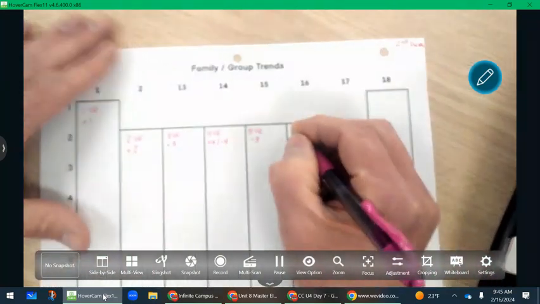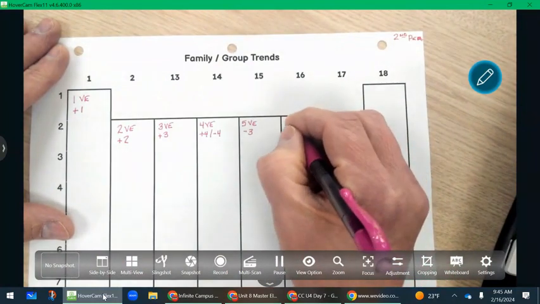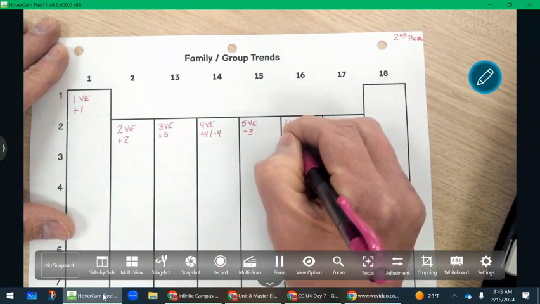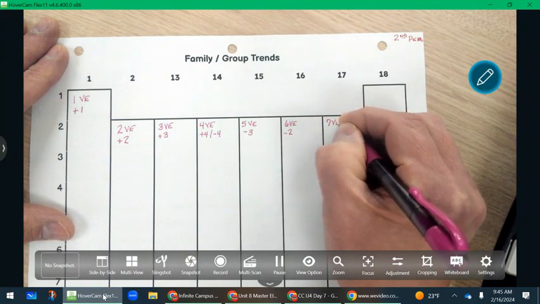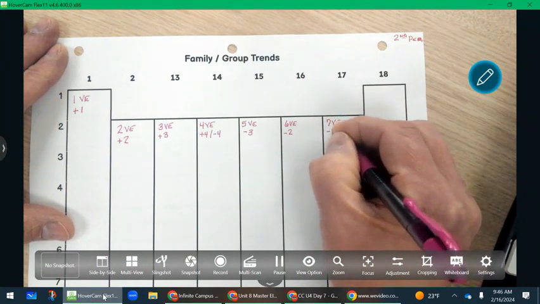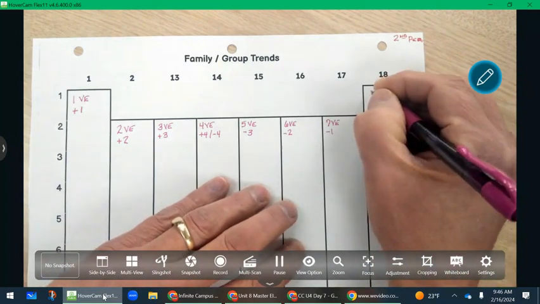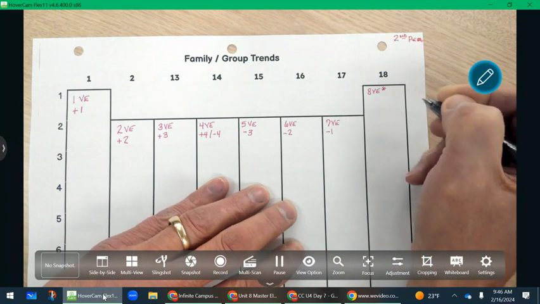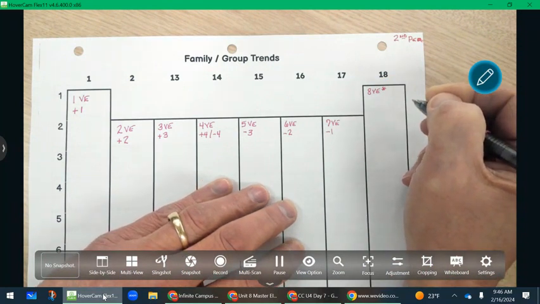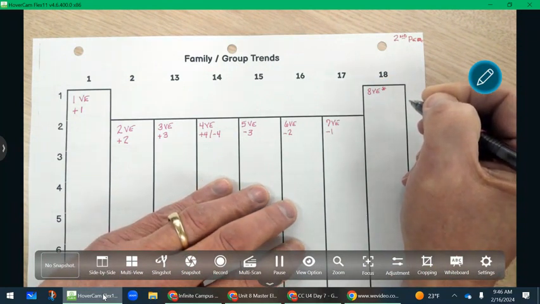Group 16, 6 valence electrons, -2. Group 17, 7 valence electrons, -1. And group 18, 8 valence electrons, asterisk. Why?